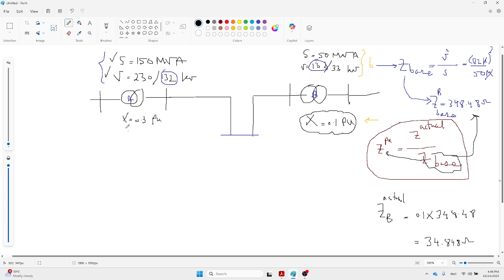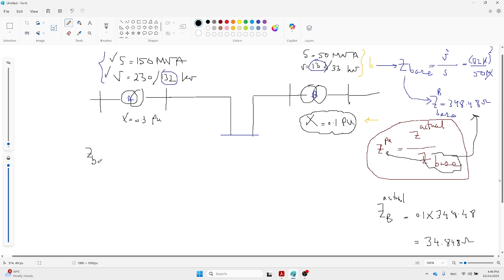Let's jump to part A. In the same way, what is the Z per unit, which is coming from this base value for the transformer? It means the company sells it based on something they have, correct? Z per unit is, sorry, Z base. First we should seek the Z base.